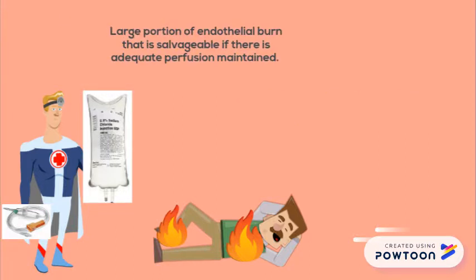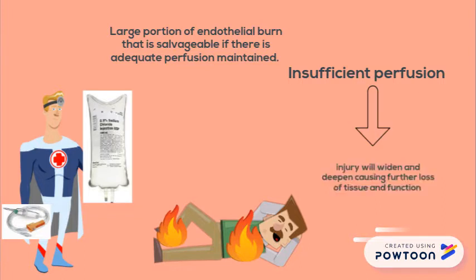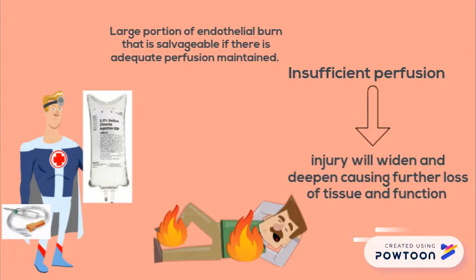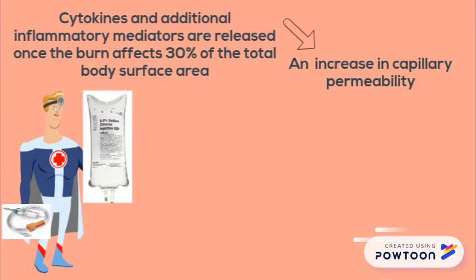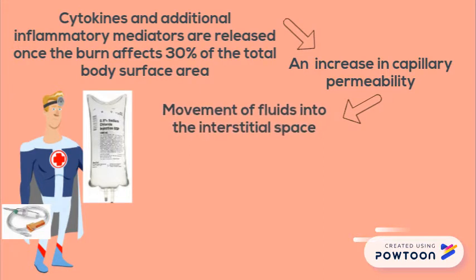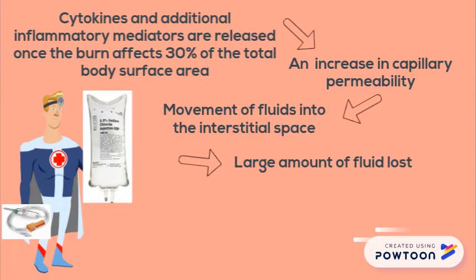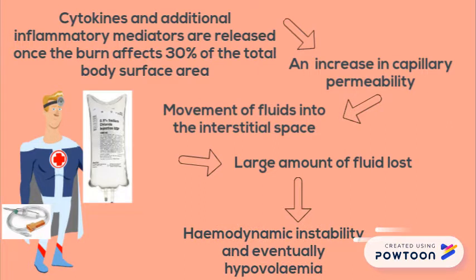Locally, there is a large portion of the endothelial burn that is potentially salvageable if adequate perfusion is maintained. If there is insufficient perfusion, the injury will widen and deepen, causing further loss of tissue and function. Systemically, cytokines and additional inflammatory mediators are released once the burn affects a minimum of 30% of the total body surface area. This instigates an increase in capillary permeability and therefore movement of fluids into the interstitial space, which overall causes a large amount of fluid to be lost. This reaction can lead to hemodynamic instability and eventually hypovolemia.